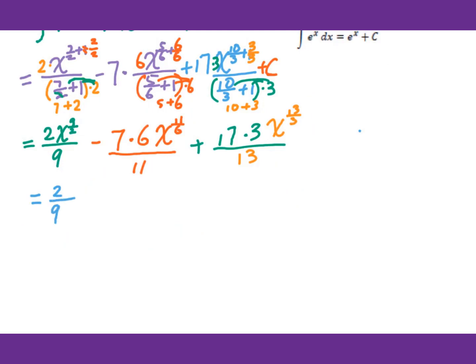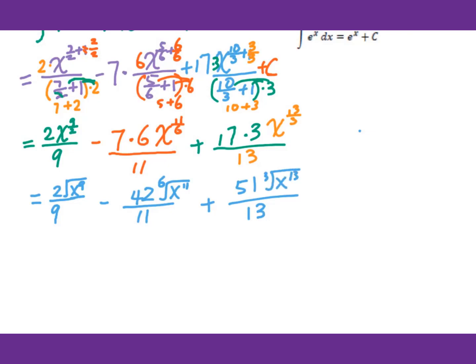Here is the square root of x to the 9th power, minus 42 over 11, then the 6th root of x to the 11th power, plus, this is a 13, 3 times 17, that's 51, over 13, then the cube root of x to the 13th power.